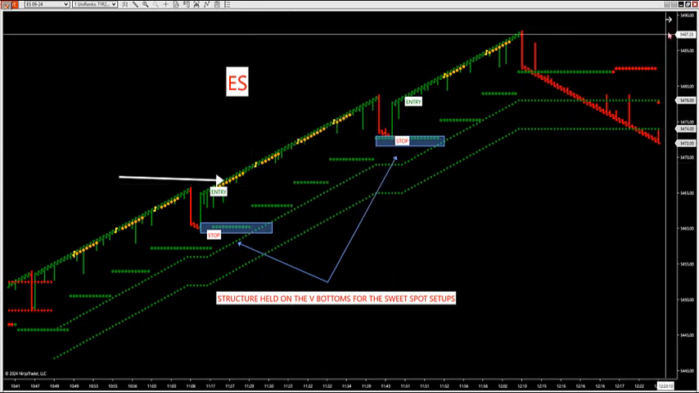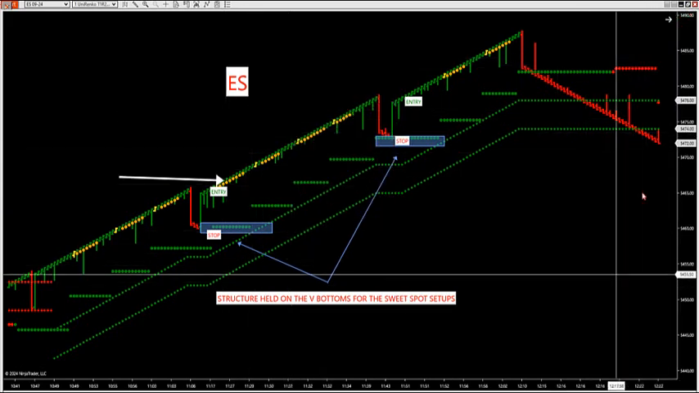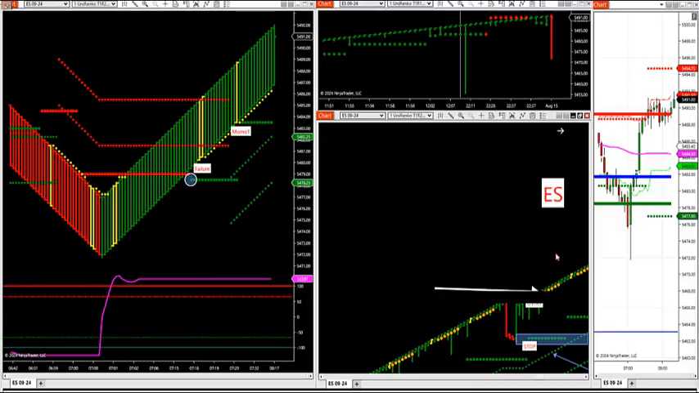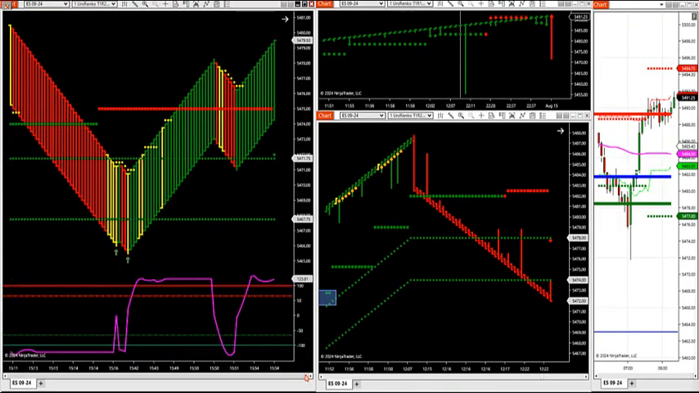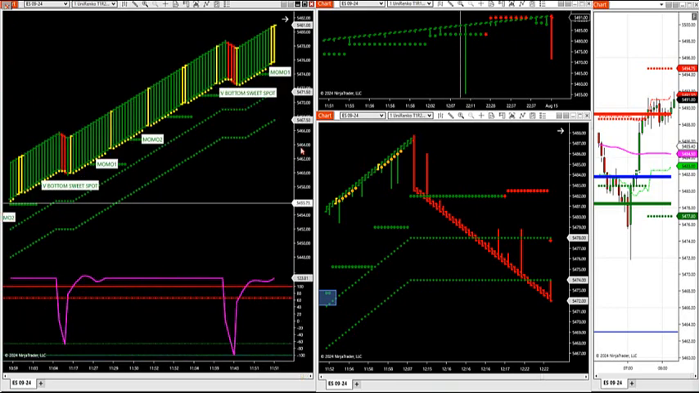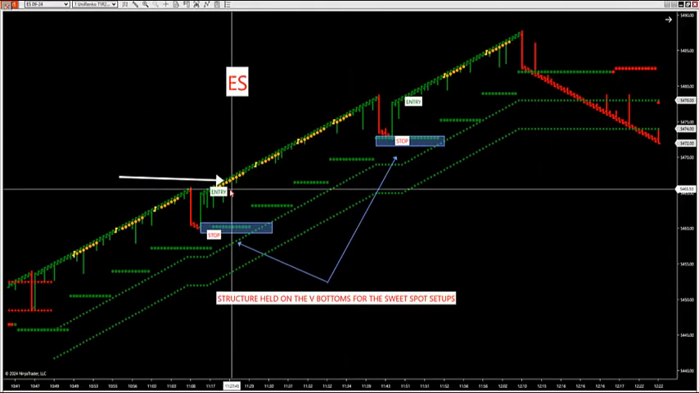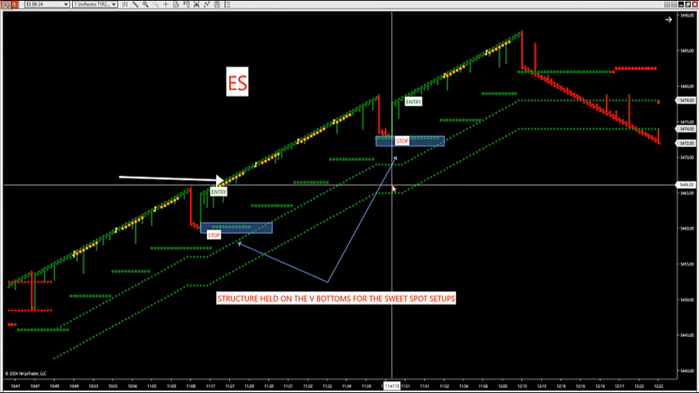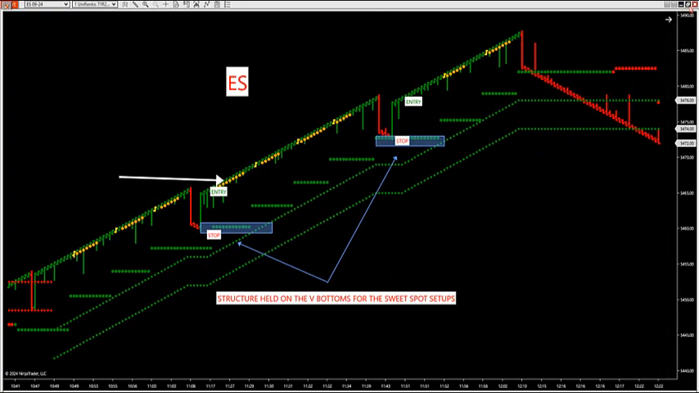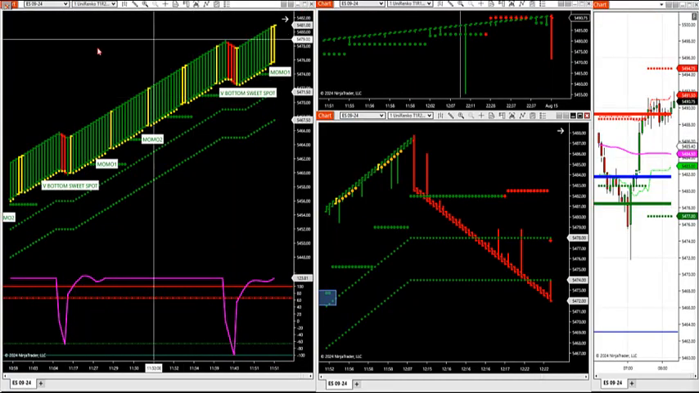Now on the liquidity grab chart, we have this over here to the bottom right. So you can see structure. And then on the left, we have our V bottom, V top chart. Now I'm going to show you how you match these up. So let's take a look at 11:11:28 and then just 11:47 yesterday.